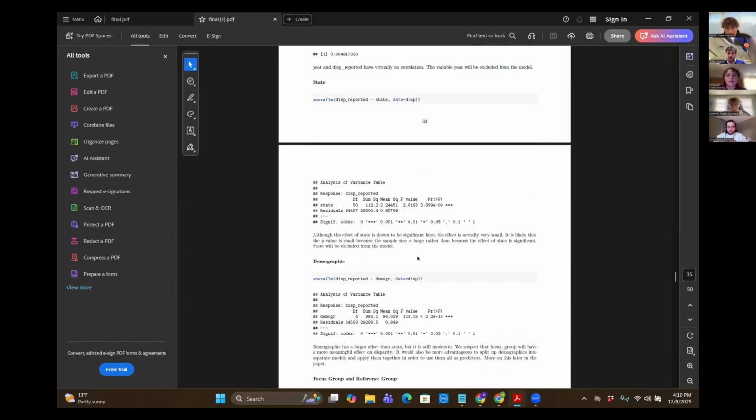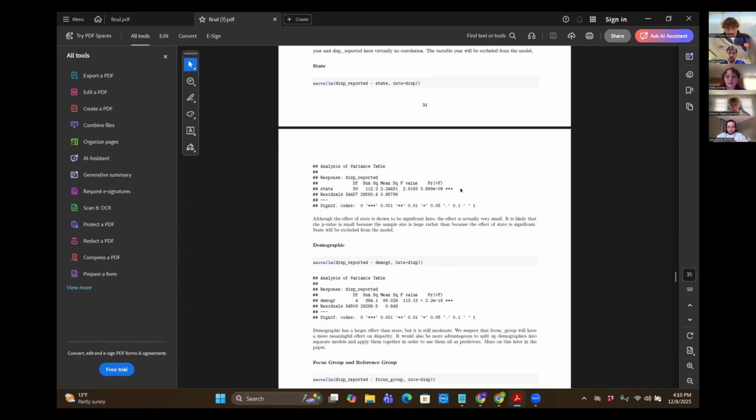After that, I did ANOVA analyses on all of the categorical variables. So we start with state. The p-value here is really significant, but the effect, the sum of squares there, is actually pretty small. I'm assuming the p-value is significant just because it has a large sample size, 50 states, rather than the demographic or focus groups, because those are obviously smaller.